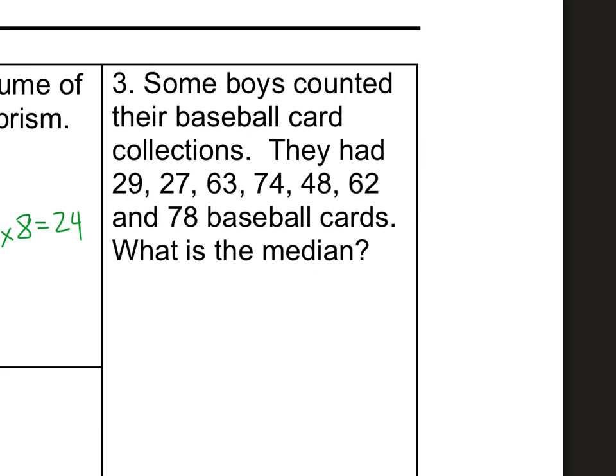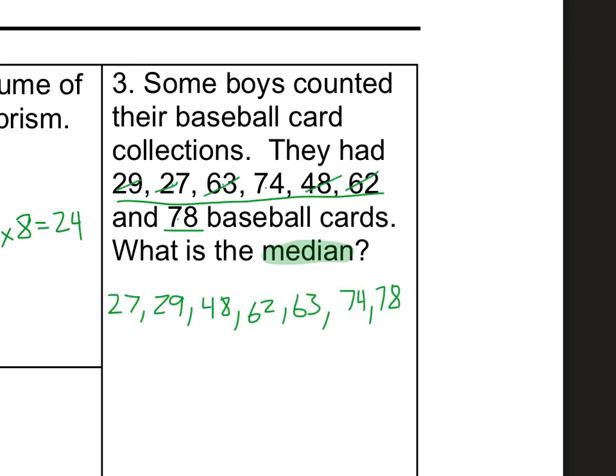For number 3, we're looking for the median, which is the middle. And in order to find the middle, we have to first put all of our data in order from least to greatest. Just like that. So you can see I have 1, 2, 3, 4, 5, 6, 7 numbers. I have 7 up here, so I'm done. And my middle number will be that fourth number, which is 62. So 62 is my median.